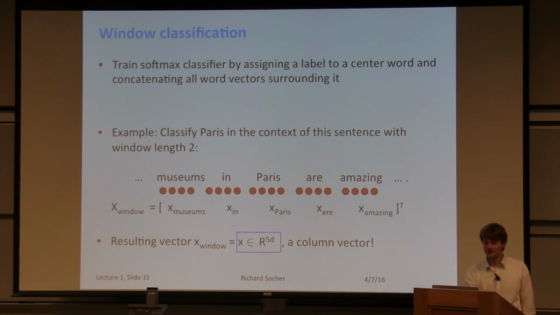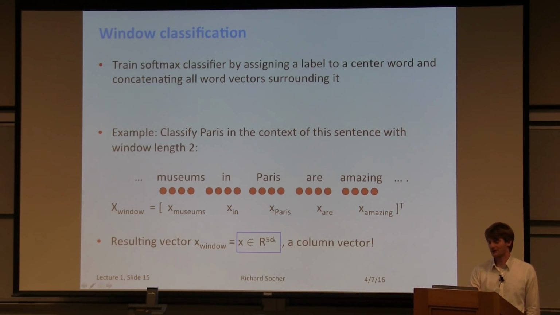Let's say here, for instance, we're trying to classify Paris in the context of this sentence: maybe "I visited all the museums in Paris," or "I think all the museums in Paris are amazing." Now we're trying to classify this word, and what we'll do is take the vector of museums, in, Paris, are, amazing, and concatenate them into one long column vector. Here this looks like a row vector, so I'll make it very explicit: the default for all our vectors will be column vectors, which will be important for all our dimensionality checking and the equations that are coming up.